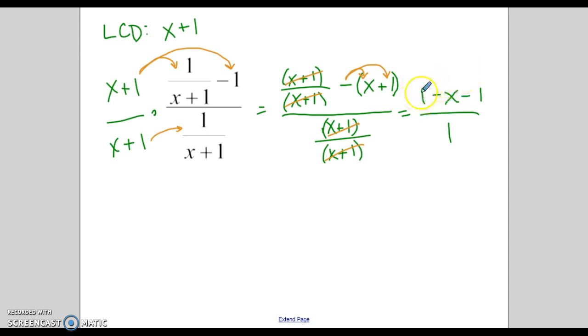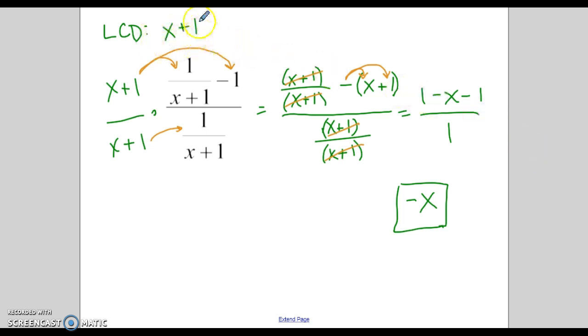Now when you simplify it, you have to do 1 minus 1 is 0. And so you're just left with the negative x on top. And then it's just over 1. So that's the answer right there. Negative x. And that's it for simplifying complex rational expressions.